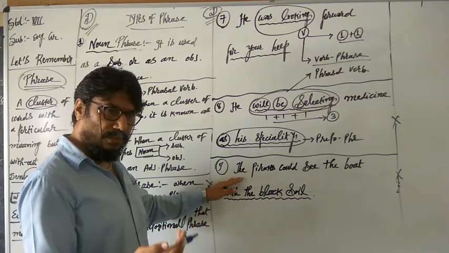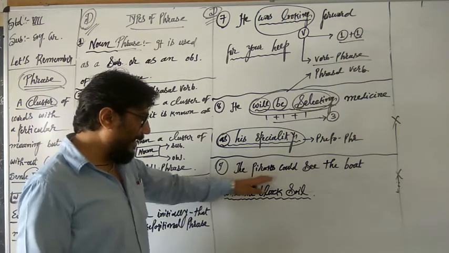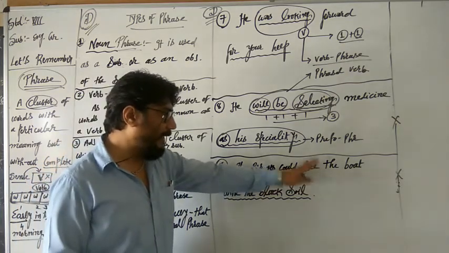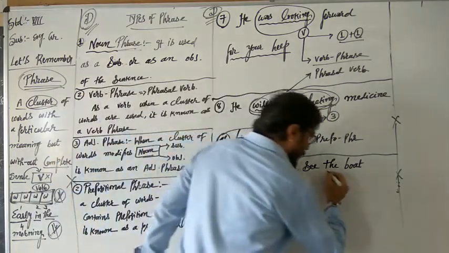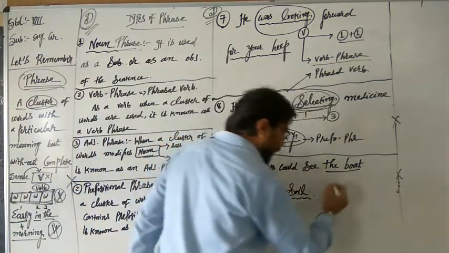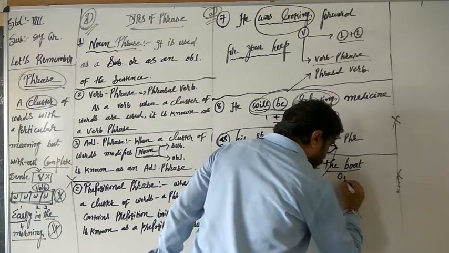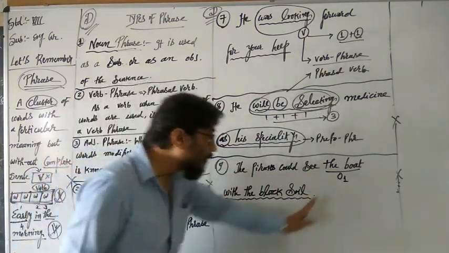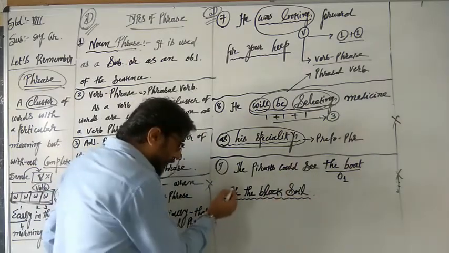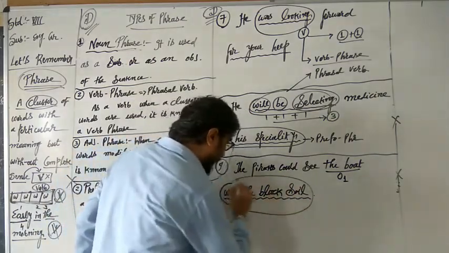Those will come for the robbers. The pirates could see the boat. What could they see? The boat. The boat is over. Think how the boat was. The boat was with the black soil.